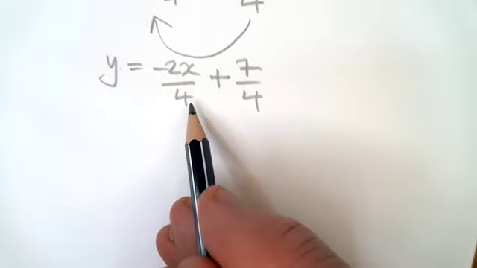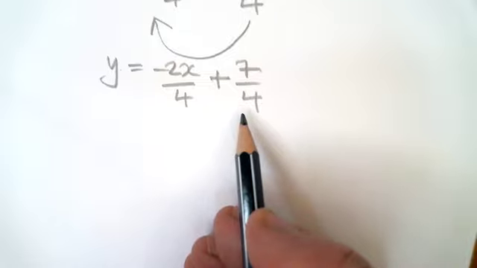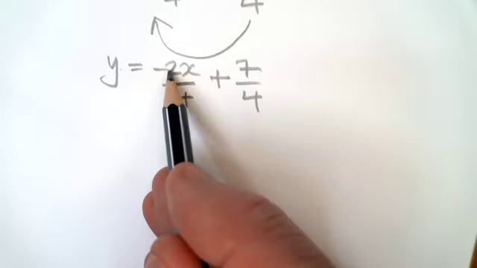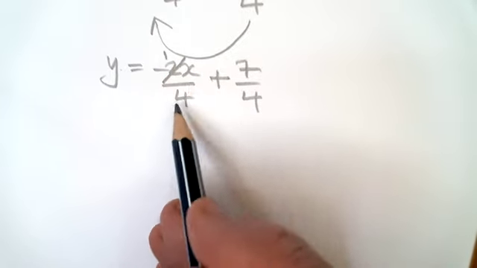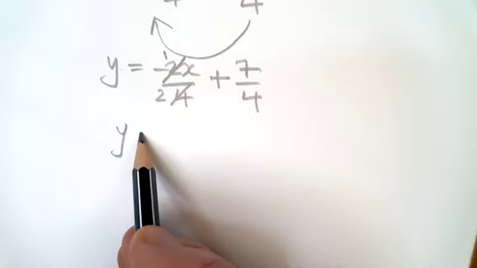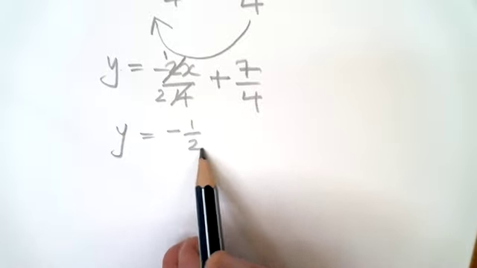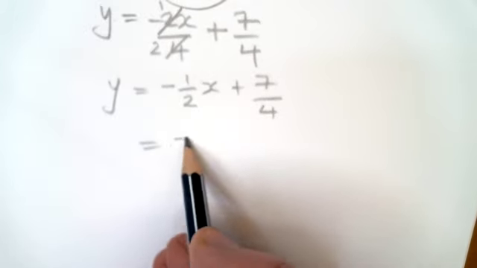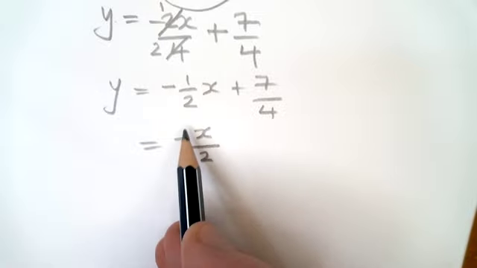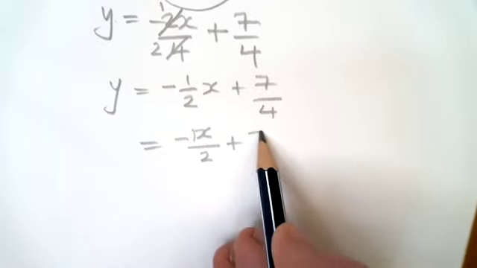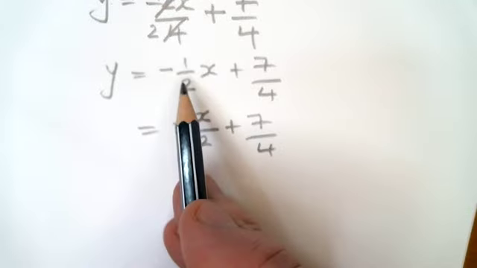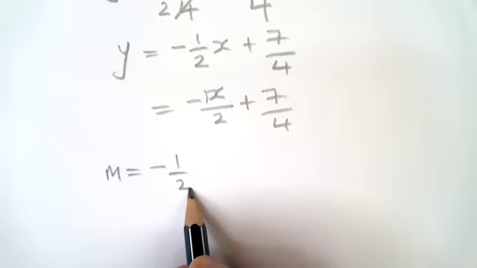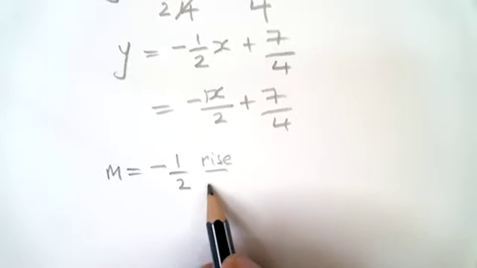So now I'm going to go ahead and turn this into a graph. The first thing I'm noticing is I've got a negative 2 on 4. If I divide this by 2, I get 1. If I divide this by 2, I get 2. So I've got y is equal to negative 1/2 x plus 7 over 4. Or you could have written that as negative x on 2, in other words, negative 1x on 2 means the same thing, plus 7 over 4. So my gradient is negative 1/2. So put m is equal to negative 1/2. There it is. This is my rise. This bit over here is my run.